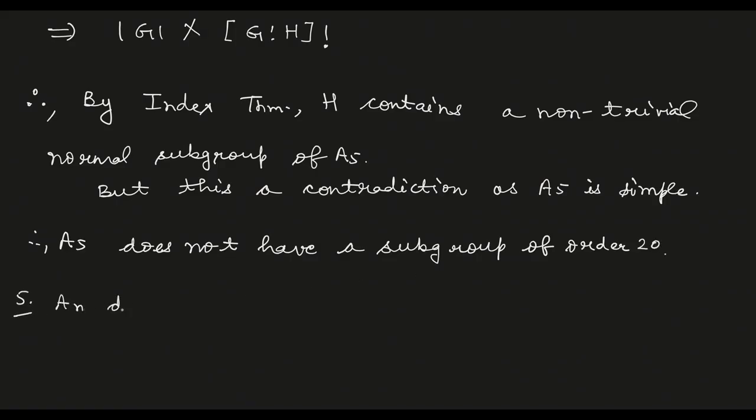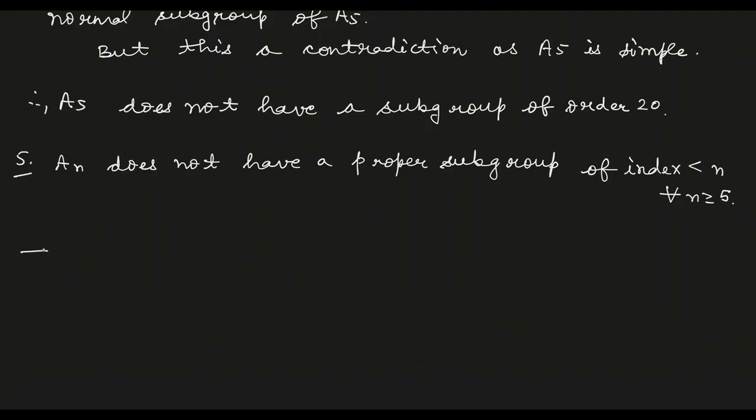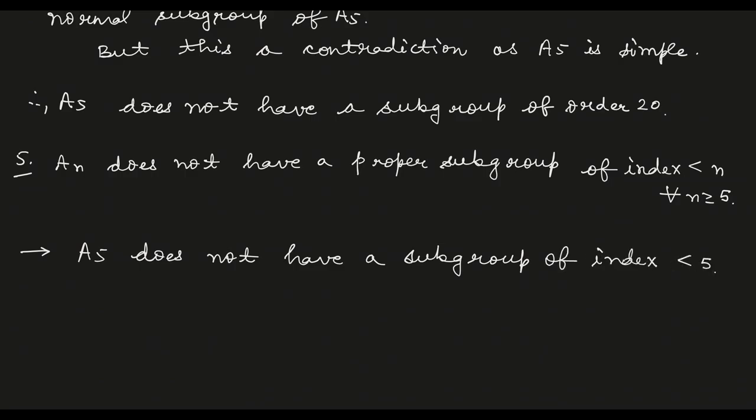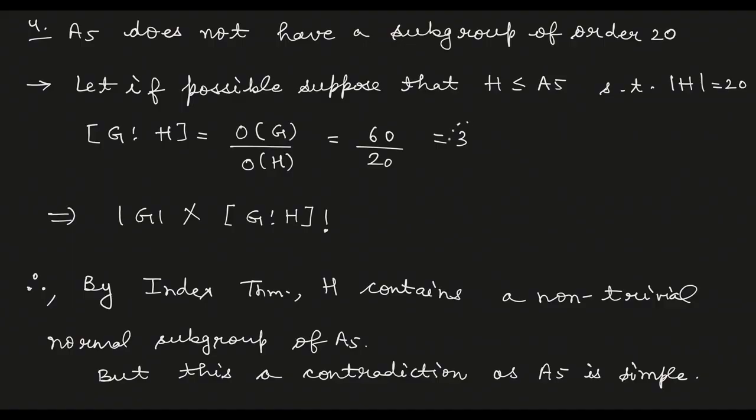Next, An does not have a proper subgroup of index less than n for all n greater than or equal to 5. So A5 does not have a subgroup of index less than 5. We have seen here also that A5 does not have a subgroup of index less than 5. Here index was 3.